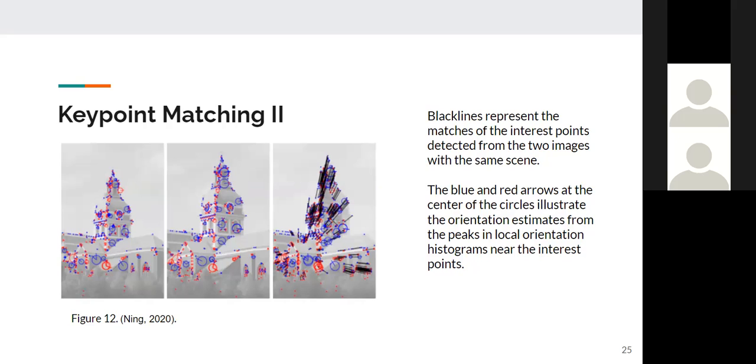So these three images demonstrate the key point matching process as we described. In the third image, the black lines represent the matches of the interest points detected from the two images with the same thing. The blue and red arrows at the center of the circle illustrate the orientation estimates from the peaks in local orientation histogram near the interest points. And next, Rohit is going to introduce the key point object recognition and sum up the presentation.